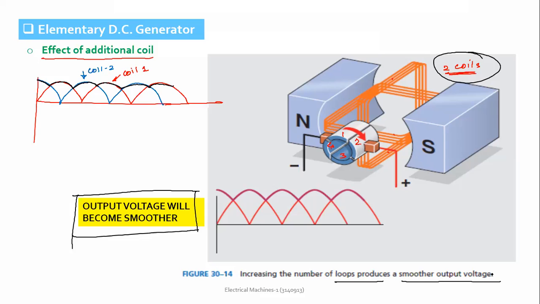So 2 points we have seen. By increasing the number of turns in a coil, the magnitude of the EMF will increase, and by increasing the number of coils in the machine, it will give us a smoother output. Voltage will become much smoother.